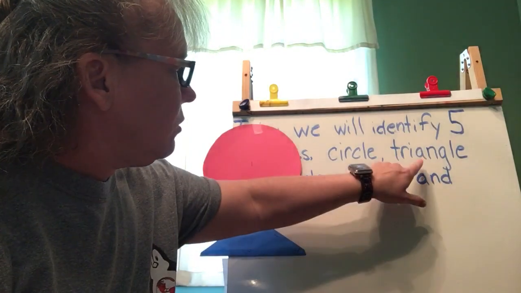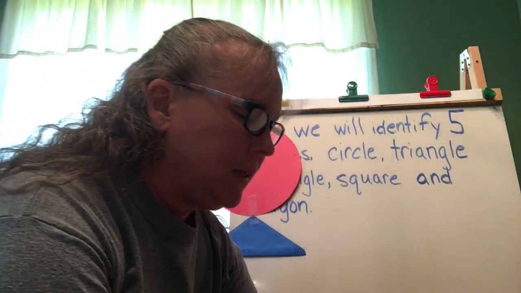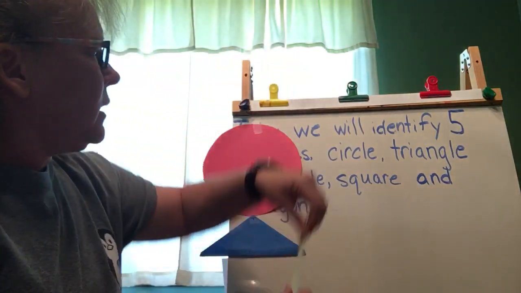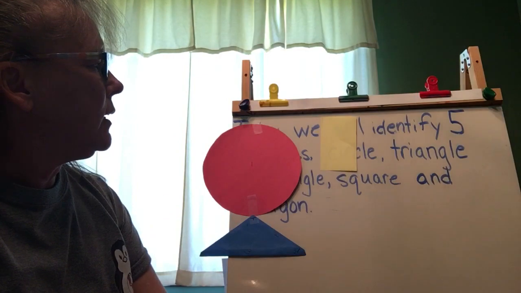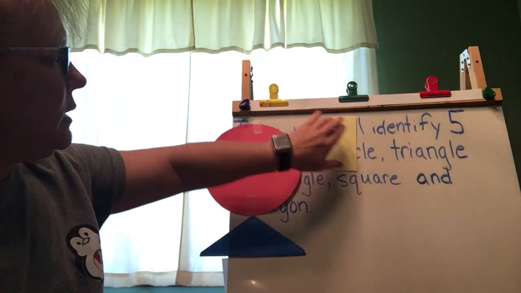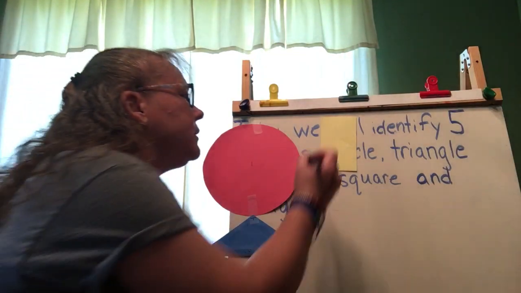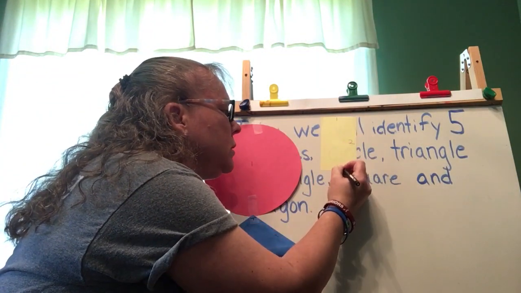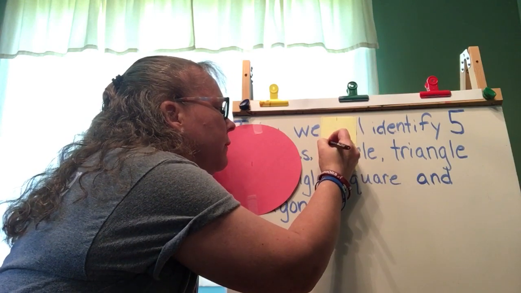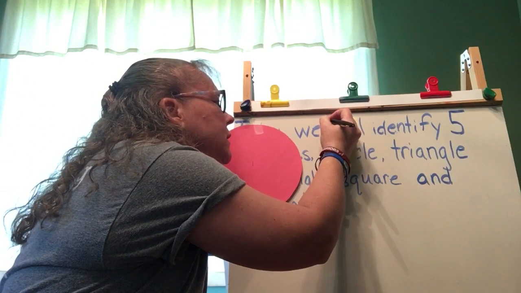We are going to now look at the, oh, it's hid. We're going to look at the rectangle. The rectangle, let's look at it. Wow, it has some vertices. I see some vertices, and I see some sides. So let's count the sides together. 1, 2, 3, 4 sides. And let's see the vertices.